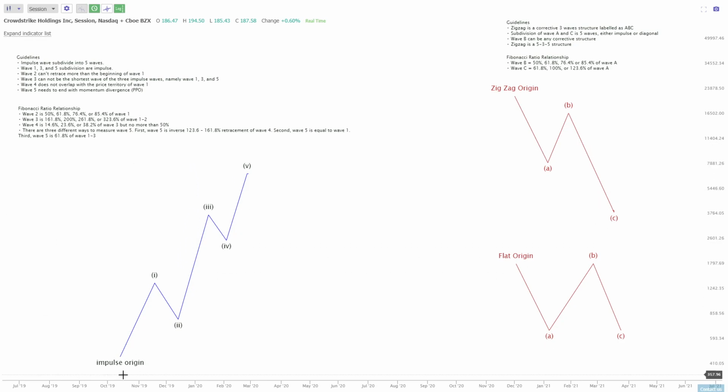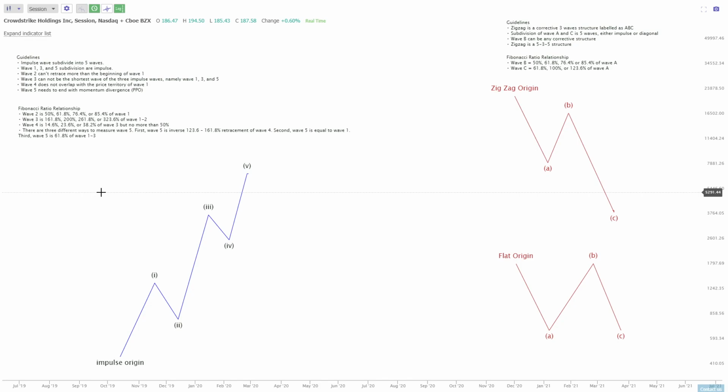Some of the rules here for your impulse are that wave 1, 3, and 5 must all be 5-wave moves. Wave 2 cannot retrace more than the beginning of wave 1. Wave 3 doesn't necessarily have to be the longest, but it cannot be the shortest. Wave 4 cannot overlap with wave 1. That would be like this coming down here. And wave 5 needs to end with some form of momentum divergence, and you can use MACD, RSI, I use PPO.